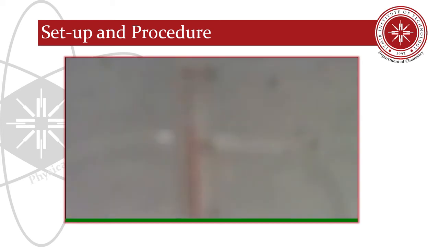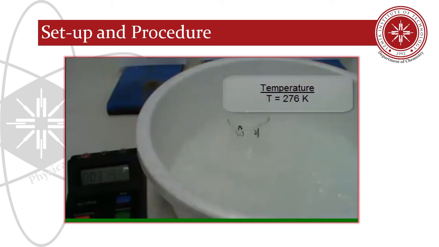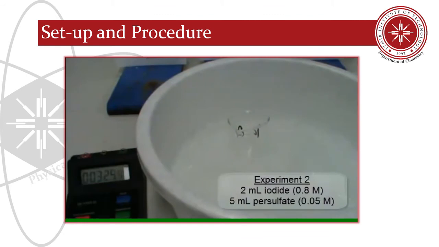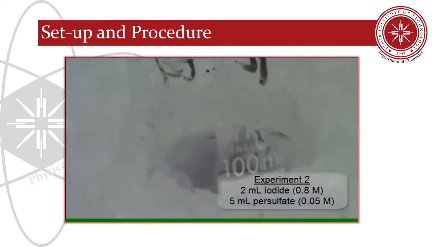We've said that the rate is dependent on temperature, so here we're going to do an experiment at lower temperatures. I have my solution sitting in an ice water bath, and the temperature of the solutions is 276 Kelvin. This is experiment 2 again. At room temperature this was about 1 minute 50 seconds, and you can see in an ice water bath it takes much longer. The reactants have much lower energy at this lower temperature. So we see here a time of over 3.5 minutes for the mixture to turn blue.